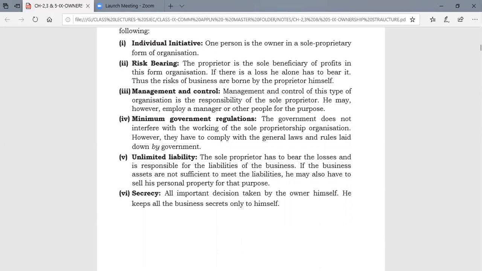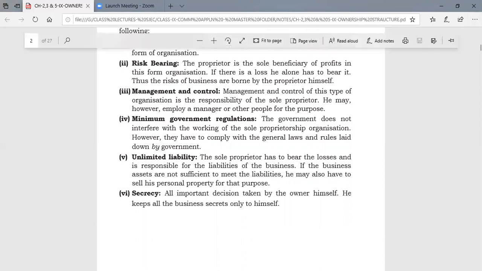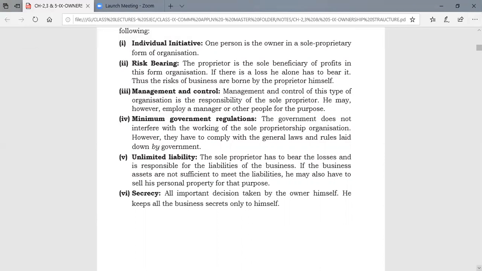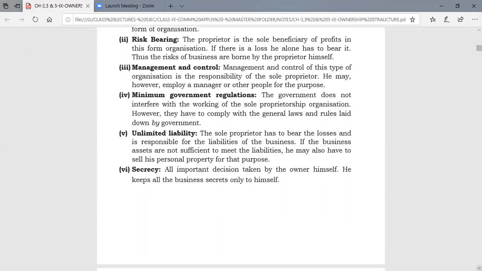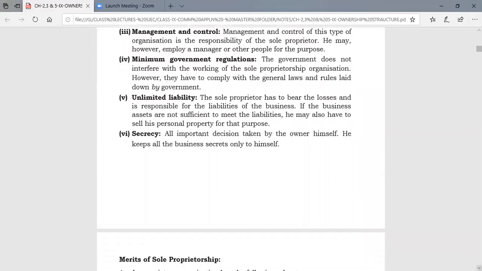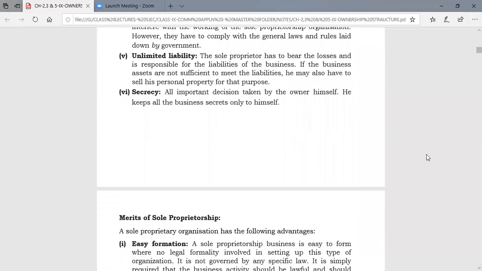Unlimited liability. There is no limit for this type of liability. Why? Because there is no other person to bear the liability of the business. He is the owner. Since he is going to enjoy the profit of the business, he is going to bear the losses and liability as well.